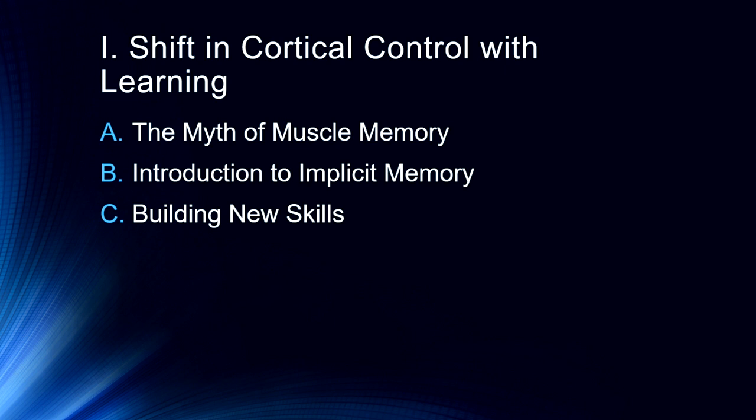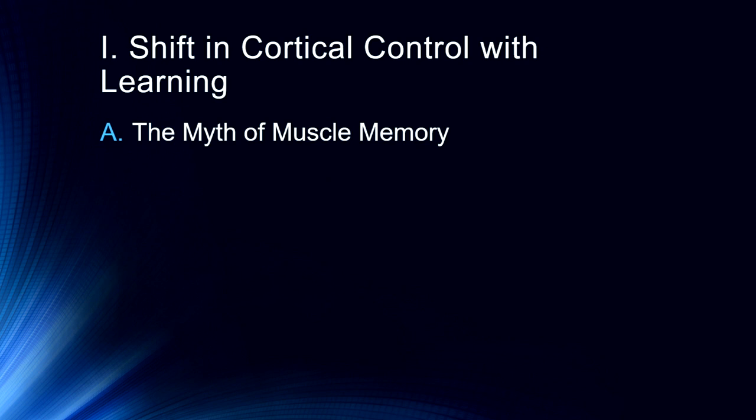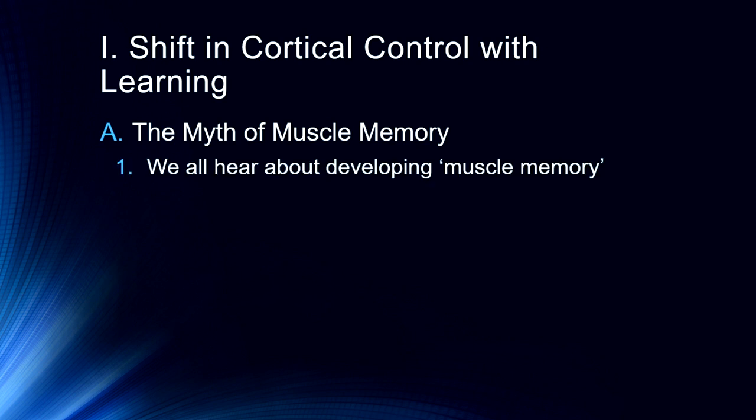So the first thing I want to talk about in terms of shifting in cortical control with learning is how the cortex shifts control as we start to get things more automatic. And I want to introduce you to how those cortical skills develop. Start by talking about the myth of muscle memory. I'm going to introduce you to the concept of implicit memory, which we'll be spending some time on, and then get into discussing building new skills and how those motor skills get put together. But let's start with the myth of muscle memory.